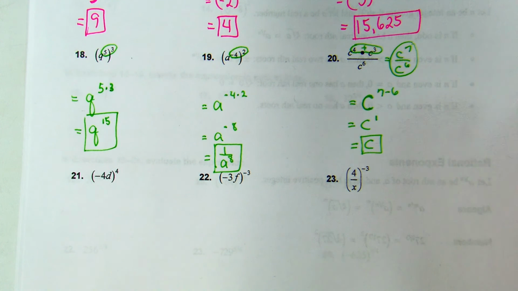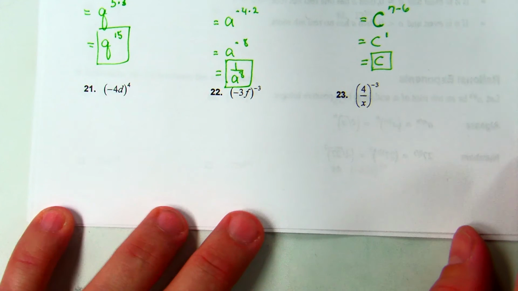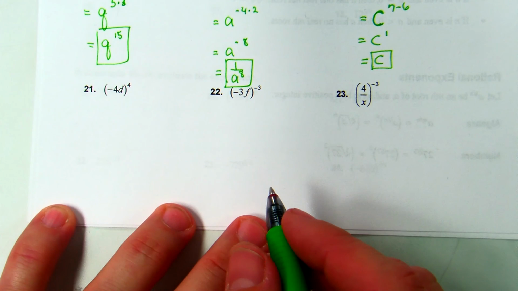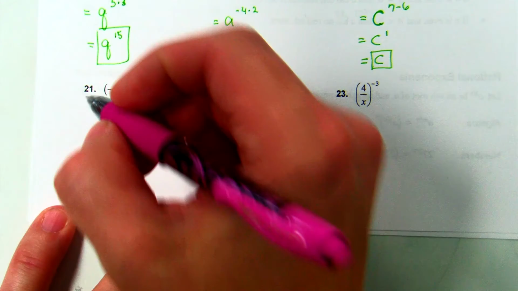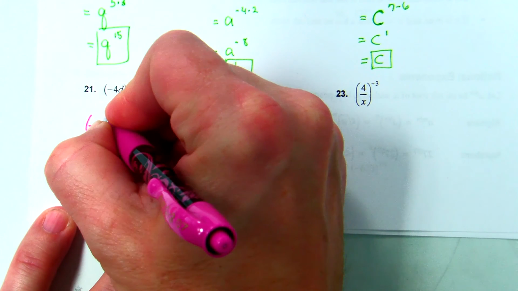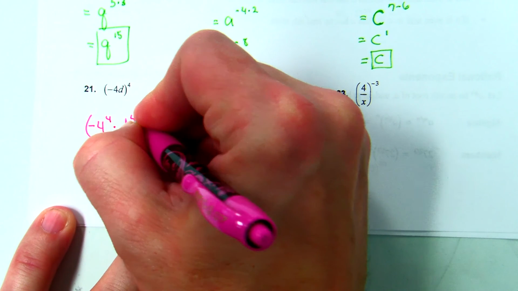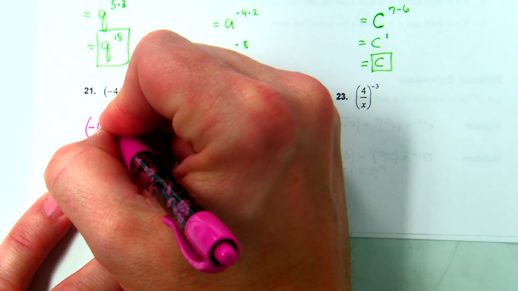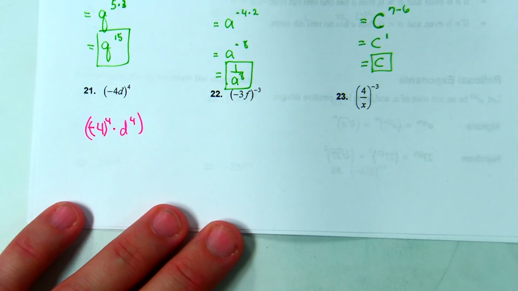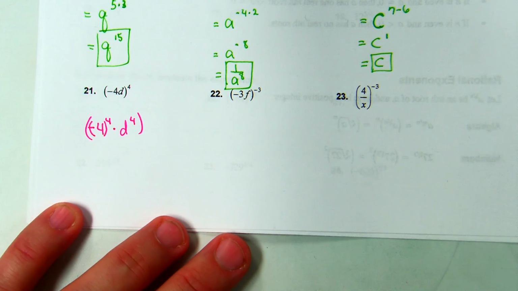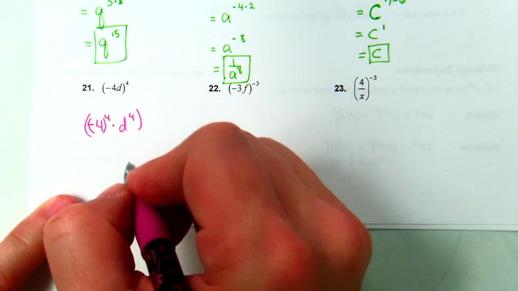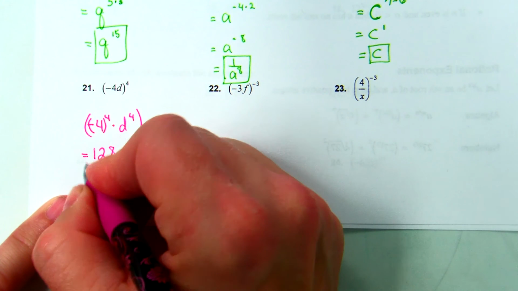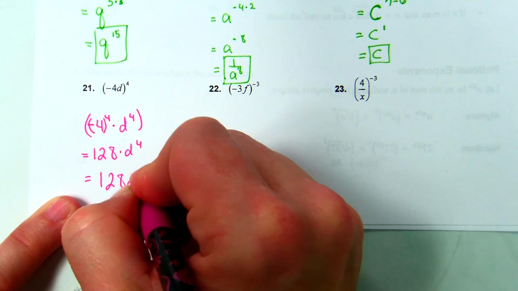Okay, last 3 examples for this set of notes. Number 21, we have a product raised to a power. So we could actually take this and separate it out. We could say, well, this is the same thing as negative 4 to the 4th power times d to the 4th power. And when we take negative 4 to the 4th power, again, I would put that negative 4 in parentheses if possible. So when we put it in the calculator, it gives us the correct answer here. Then we're going to end up with 128 times d to the 4th power, or just simply 128 d to the 4th.